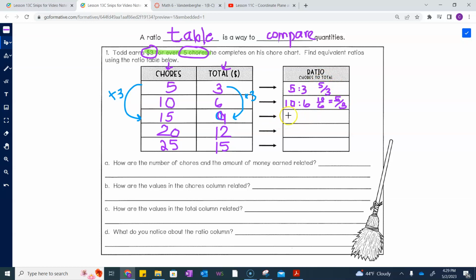So our next one is 15 to 9. Well, as a fraction, it would be 15 over 9, and if you reduce that by 3, 15 divided by 3 is 5, 9 divided by 3 is 3. You'll get it down to 5/3 again. And then 20 to 12.